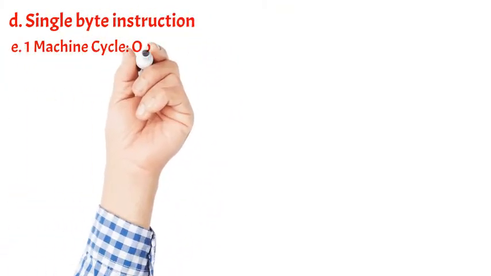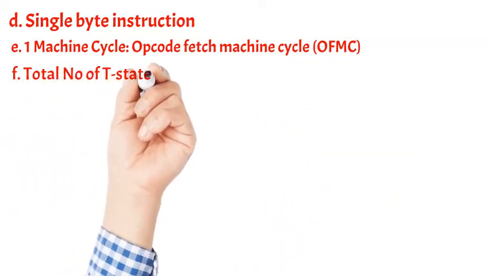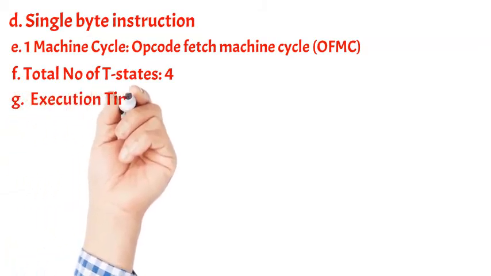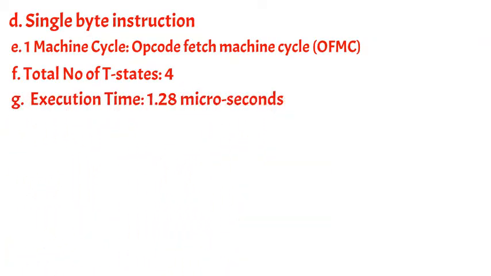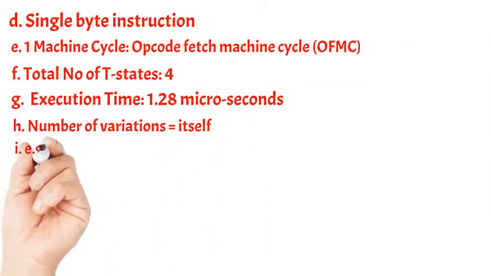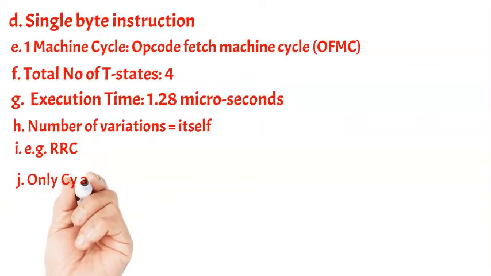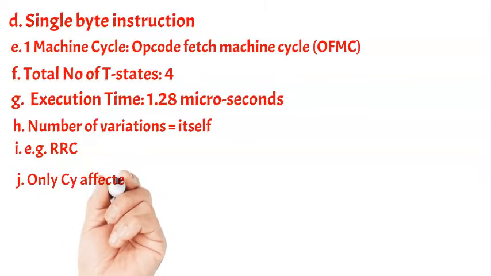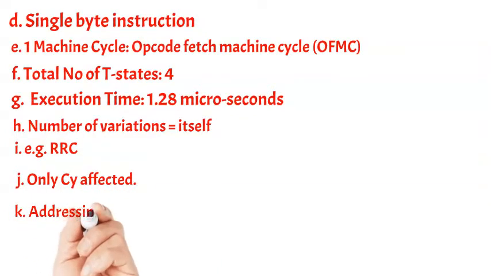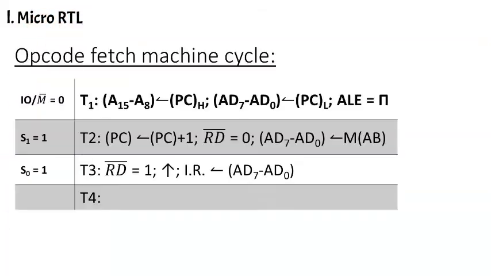Other properties of this instruction will remain the same as those of RLC. Single byte instruction, one machine cycle, 4 T states, 1.28 microseconds, and it does not have any variation. Only the carry flag is affected using this instruction, and the carry flag plays an important role in the rotate instruction. Addressing mode is implied. This is the micro RTL: the same opcode fetch machine cycle, no difference here.